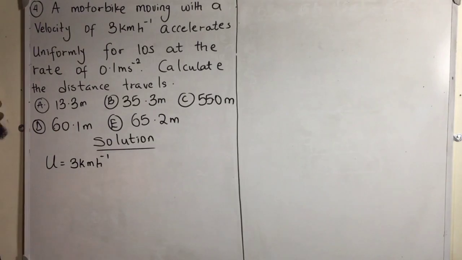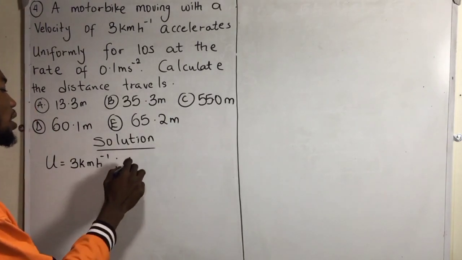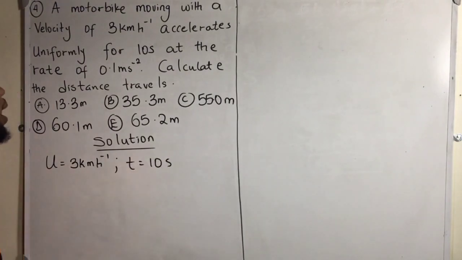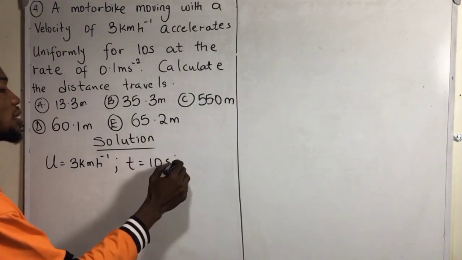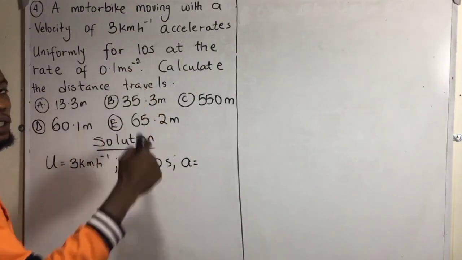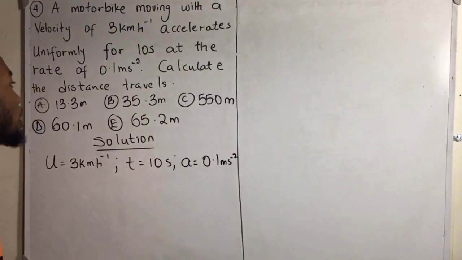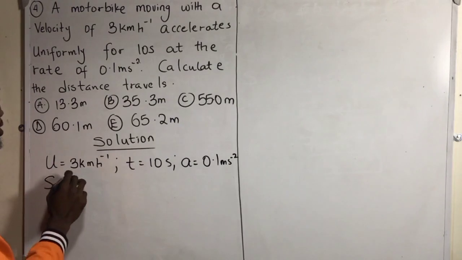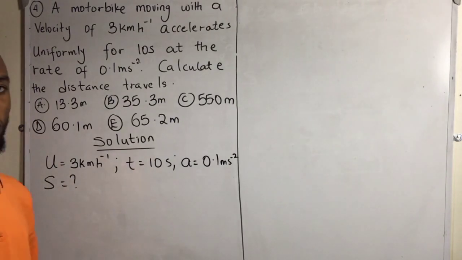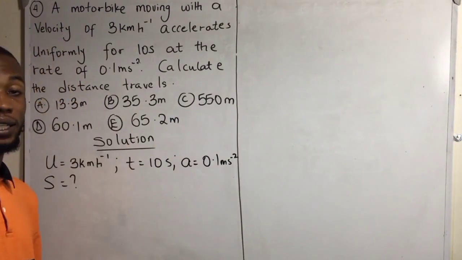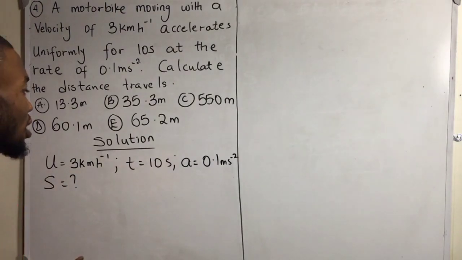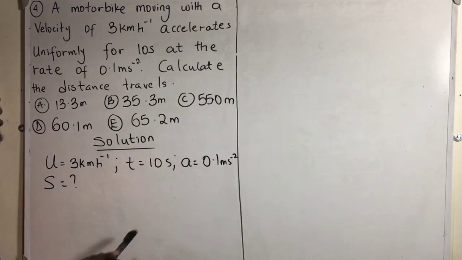Now let's move on. Accelerates uniformly for 10 seconds. So we have our time to be 10 seconds, at the rate of 0.1 meter per second squared. That's our acceleration; the unit defines the type of quantity. So we have the acceleration to be 0.1 meter per second squared. Calculate the distance. So we're checking for the distance. We can go into the question to solve, because let's check the option. The option is in the standard unit, which is meter, and that's for distance. Had it been in kilometer, we would convert the time to hour and then solve. But now we did not have it like that. We have our unit to be in meter.